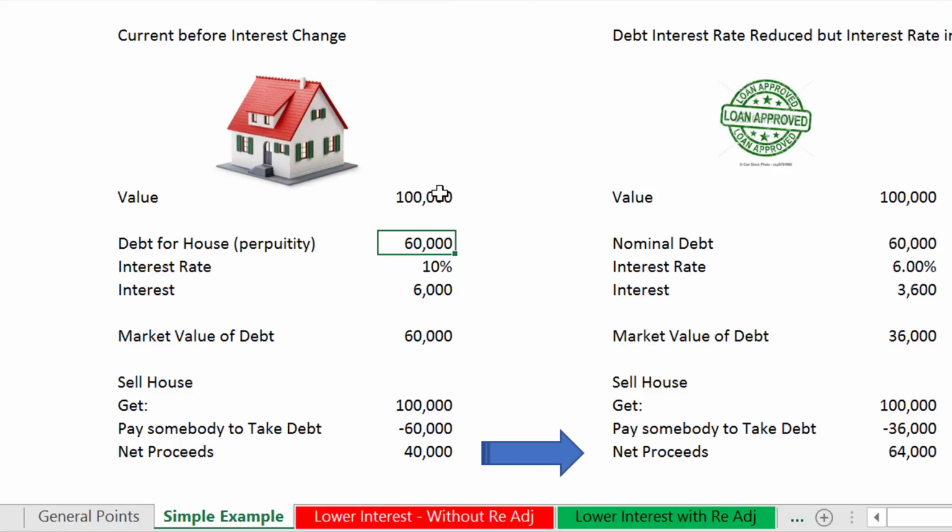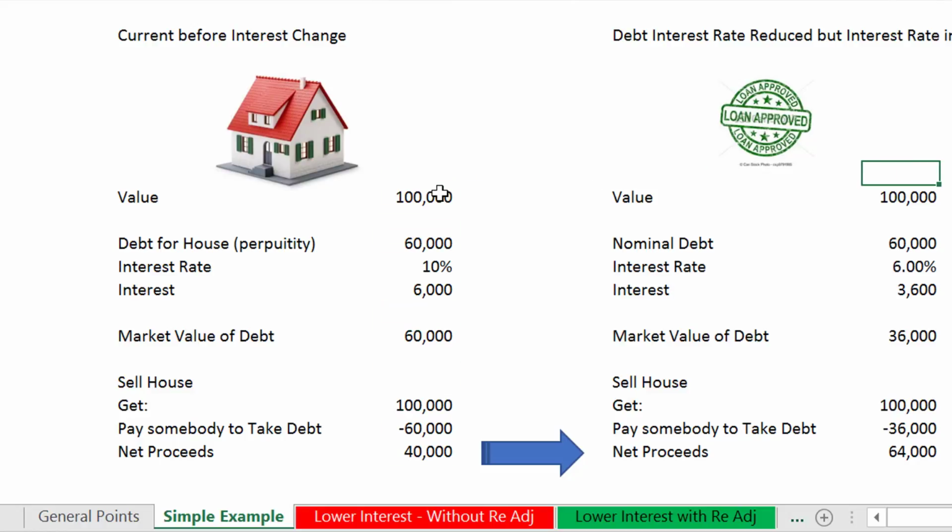Now let's say you have some debt for the house, and the debt has an interest rate of 10%. I'm going to pretend it's in perpetuity, so we just take this. If we have $6,000 of interest, the market value of that debt is $60,000. There's the market value. Now, if you sell the house, you're going to get your $100,000, and then pretend you have to get rid of that debt, and pretend that debt has some value on some market. It's traded debt. You would have to go and buy back that debt. Let's pretend that's what you have to do, and then you get $40,000 net.